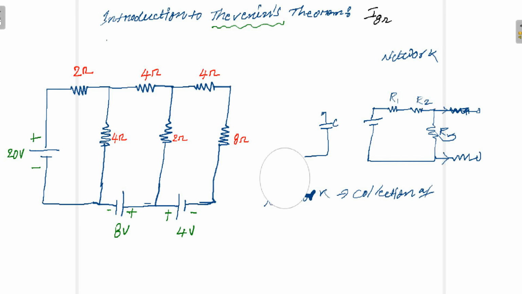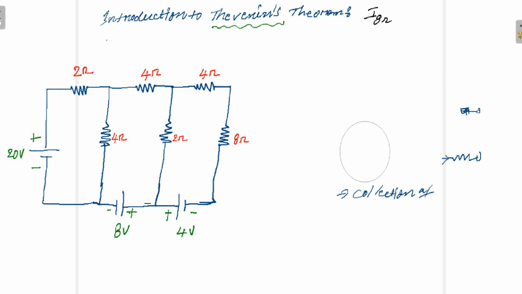Let us see our topic. Here what we have to find? We have to find the current flowing through this 8 ohms resistor. I want to find the current flowing through this 8 ohms.